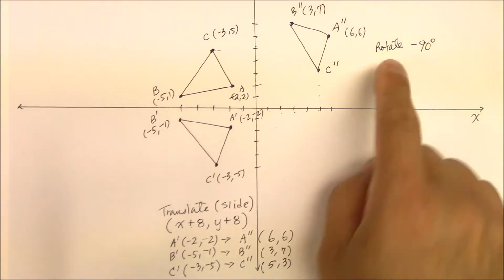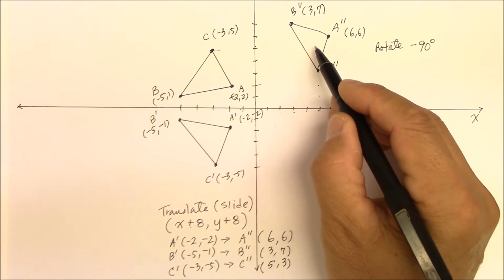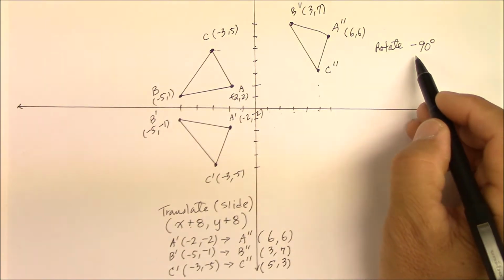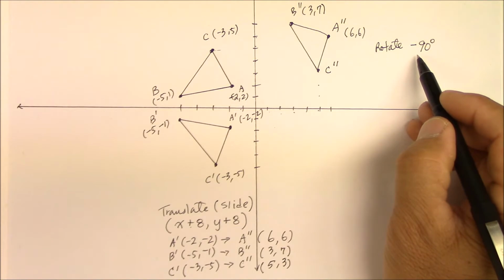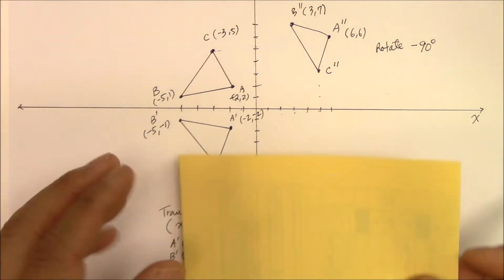Now we have a rotation. The homework assignment mentioned you're supposed to rotate this second post image negative 90 degrees. And you're thinking, what on earth is that? So let me do a quick illustration for you.